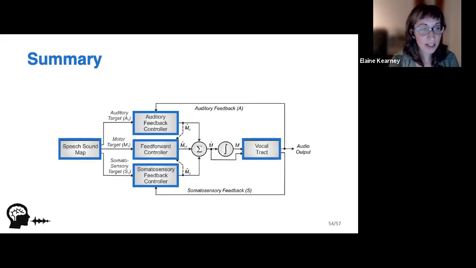So then just in summary, I've showed you how the interaction between the auditory and somatosensory feedback controllers can really depend on whether we're perturbing in the auditory domain or in the somatosensory domain. And I've also showed how we can quantify the contribution of the 3 different controllers to adaptive responses using the Simple Diva model.